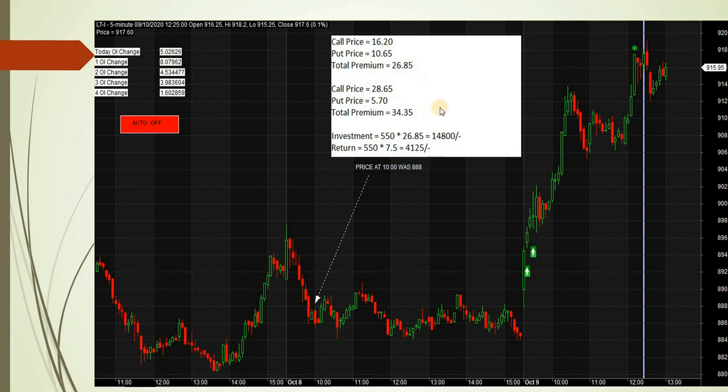We bought the strangle at 26.85. We sold it, let's say, at 34.35. Total investment was the trading lot size of L&T, 550, into 26.85, which is 14,800. We were expecting 20% returns, which is 14,800 into 20%, about 3,000. But before our targets come, we are already getting more than 20%.